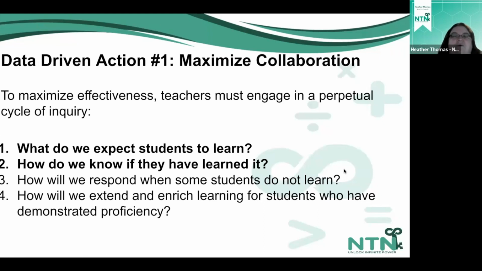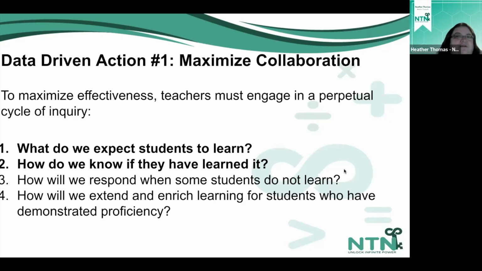So we want to ask several questions as we're working through the collaboration process. The first 2 I'm going to address, and we're going to address the other 2 a little bit later. But the first question we want to think about is, what do we expect students to learn, and how do we know if they have learned it? When we think about what we expect students to learn, we really want to focus in on the standard.